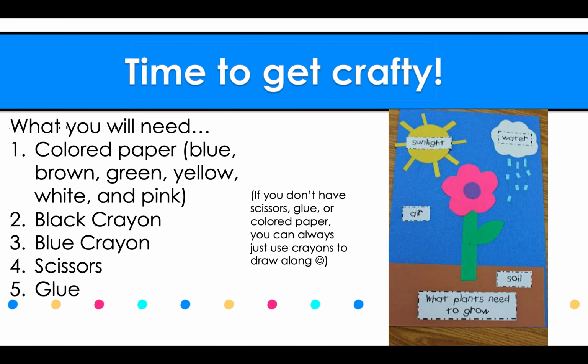All right, so now that we have discussed the 5 things that plants need in order to grow and survive, we are going to make a little craft. This is an example of what our craft will look like. It's not going to look exactly like that, but pretty close. These are the things that you're going to need. Colored paper, you're going to need blue, brown, green, yellow, white, and pink. You're going to need a black crayon, a blue crayon, scissors, and glue. If you don't have scissors, glue, or colored paper, you can always just use crayons to draw along with us.